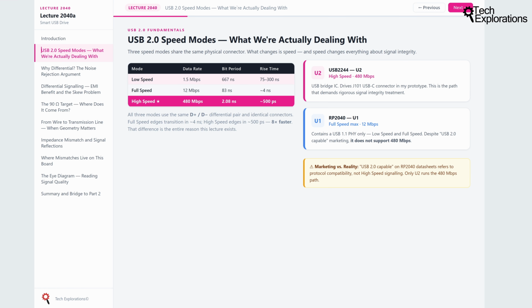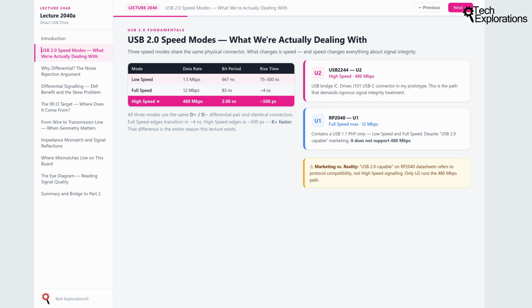USB 2.0 defines 3 data rates. Low speed runs at 1.5 megabits per second, and that's for things such as mice, keyboards, and simple HID devices. Full speed runs at 12 megabits per second, and that's the original USB 1.1 target rate. High speed runs at 480 megabits per second, and that's what USB 2.0 added in the year 2000.